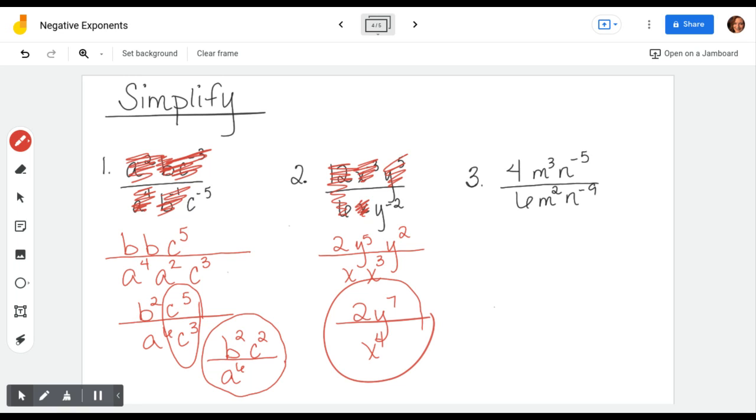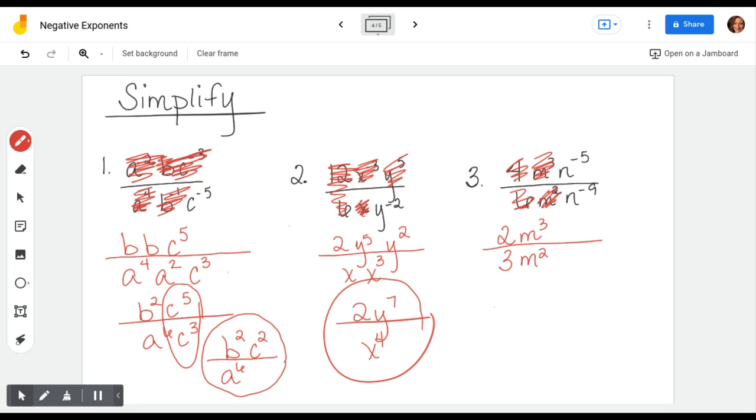One more. Coefficients first, 4 over 6. If I just had the fraction 4/6, I would reduce that to 2/3. It's no different here just because it has variables beside it. Let's see. M to the third is going to stay right where it is. Here we'll kind of keep track of what we've done. M to the second is going to stay right where it is because those exponents were already positive.